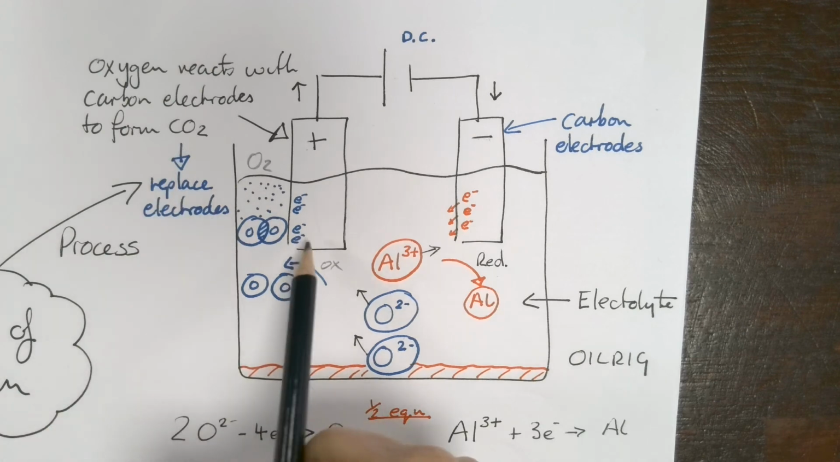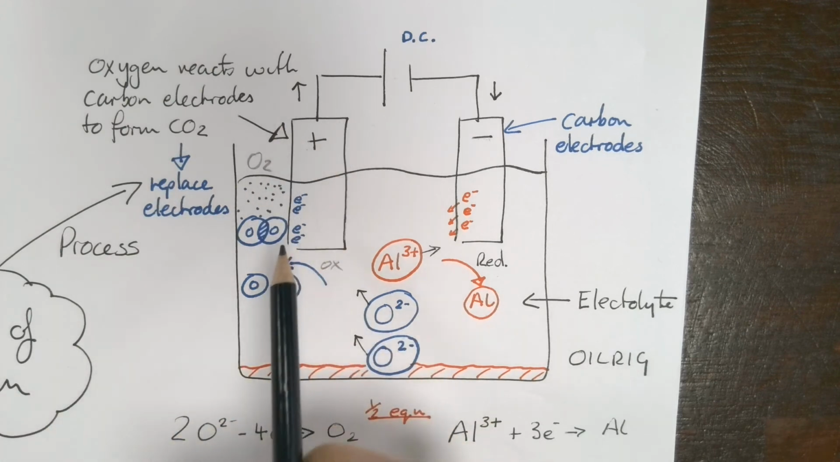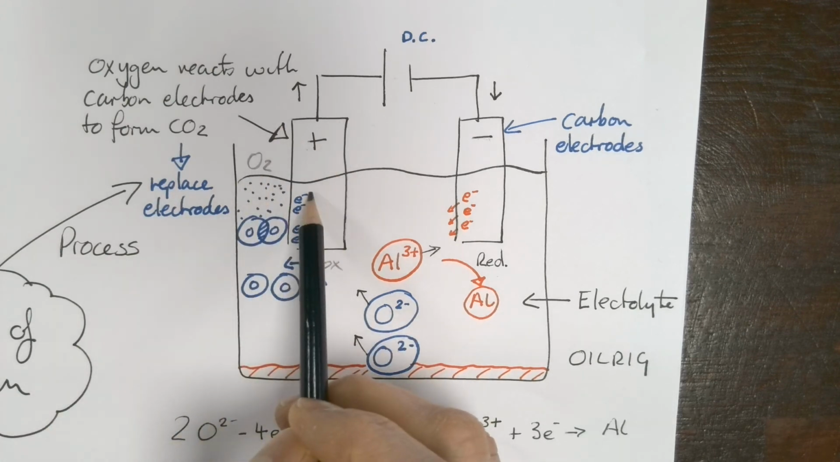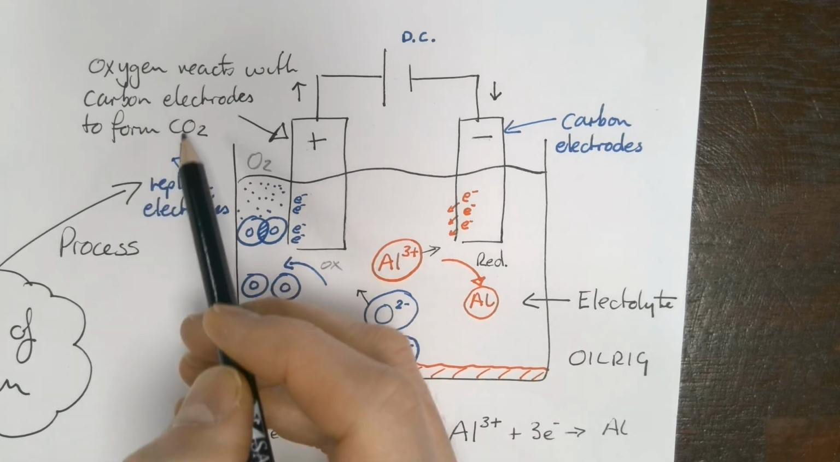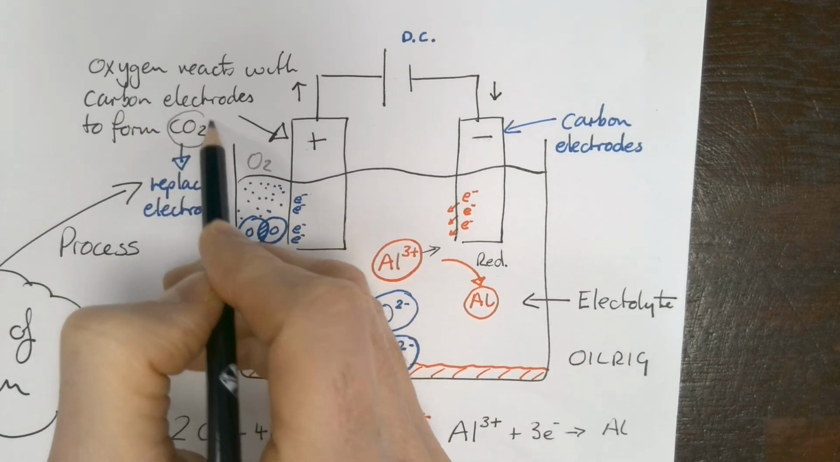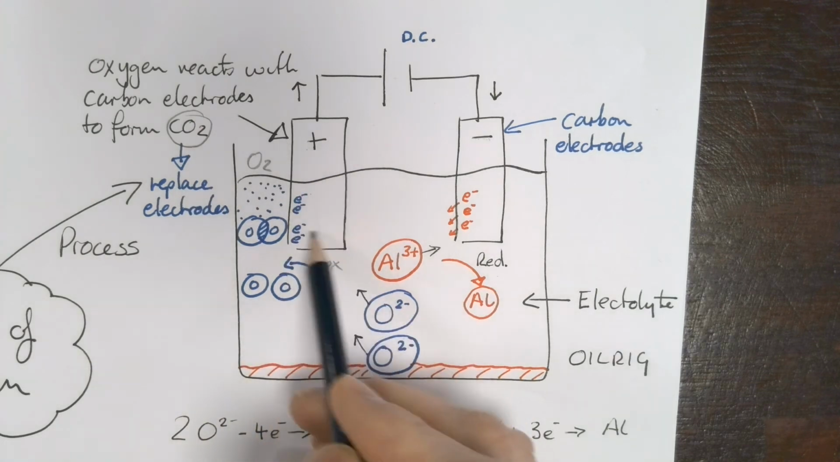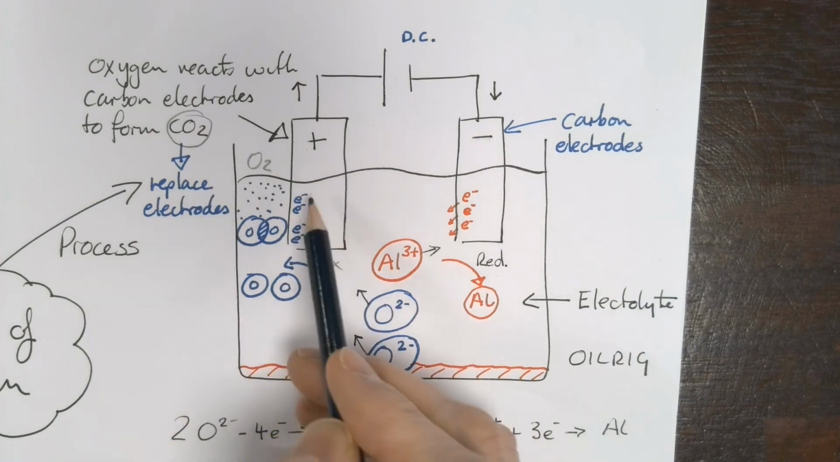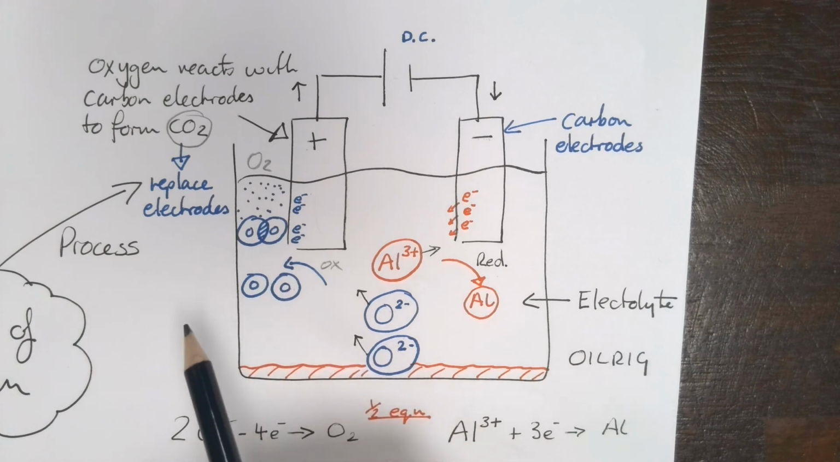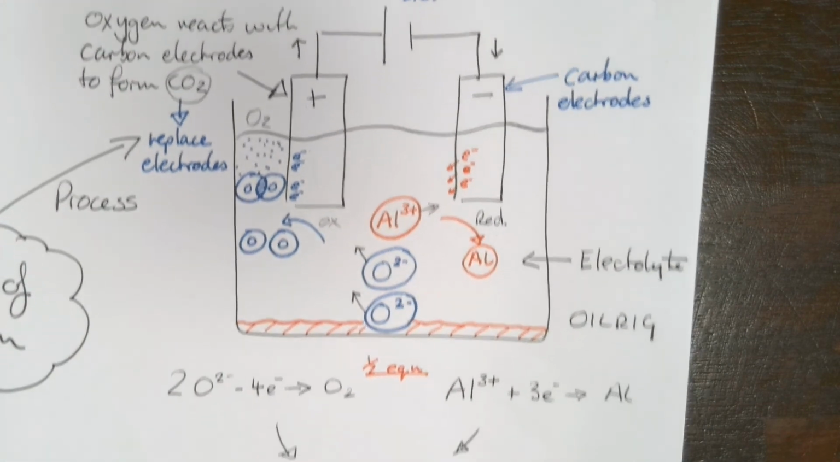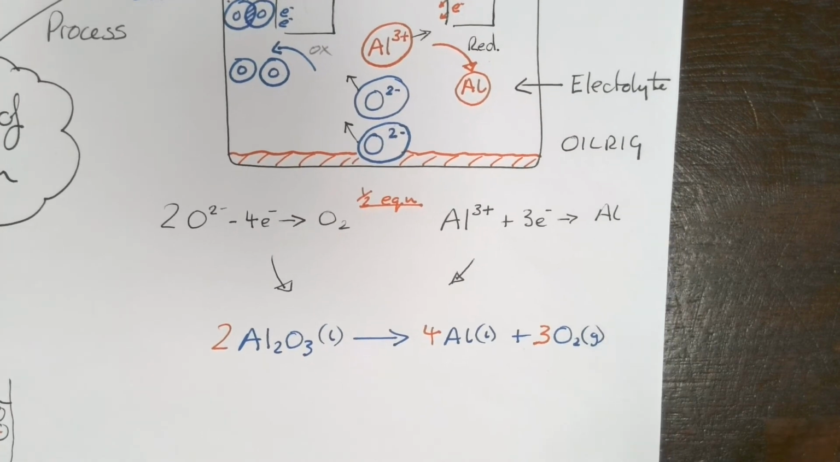However, because the electrodes are made from carbon, sometimes the oxygen reacts with the carbon that these are made from, and it forms CO2 as well. And when that happens, the carbon electrodes start to wear away and we have to replace them. So that's something that we need to bear in mind. Now, instead of writing all of this out and drawing a diagram, we could represent the whole thing just by using a couple of equations.